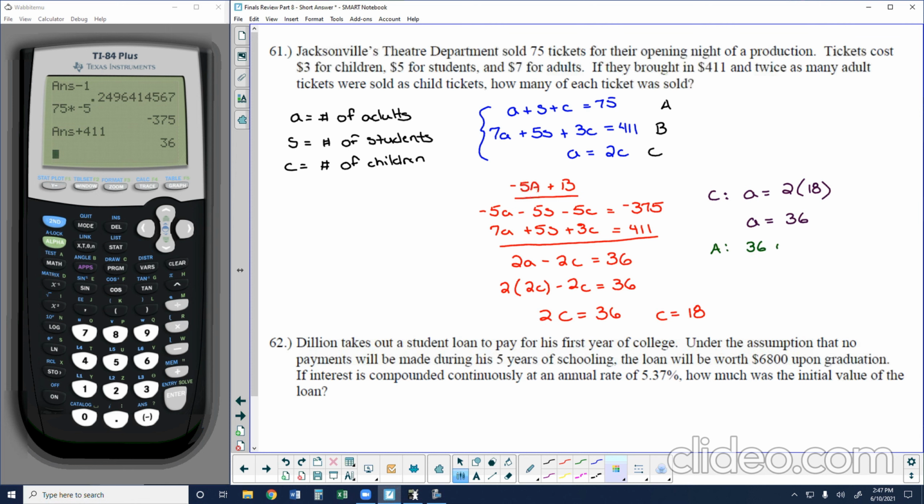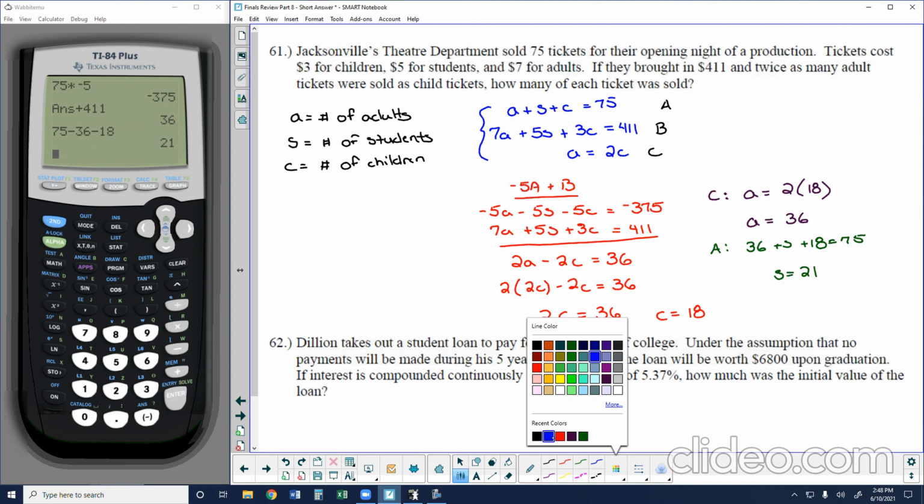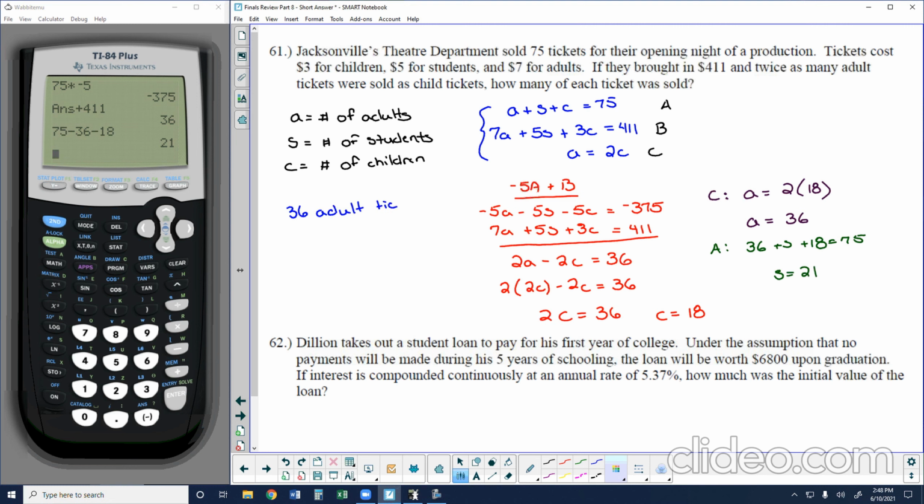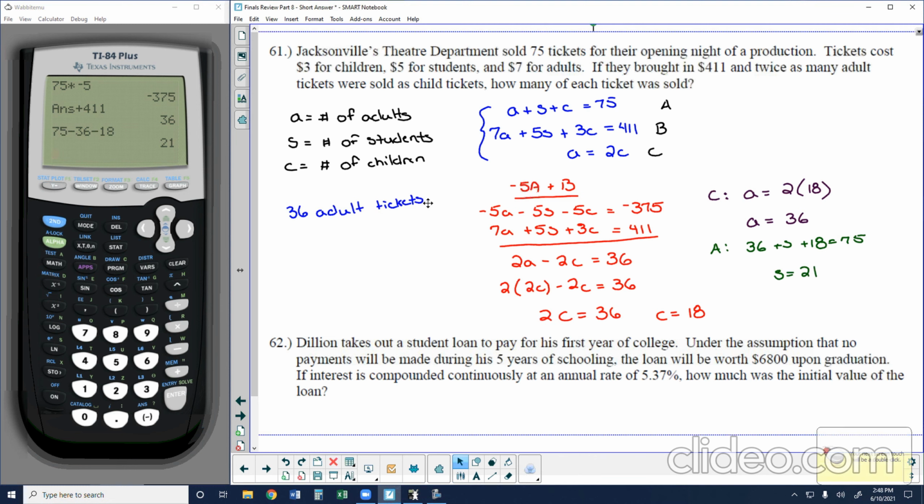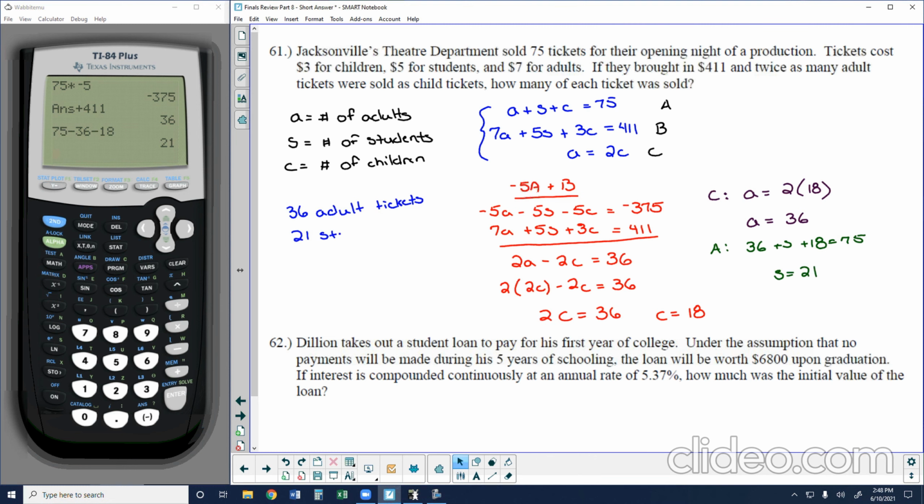So 36 plus S plus 18 equals 75. And so I would have 75 and I'd subtract 36 and then subtract 18 to get S by itself. So S would be 21. So what we have here for the final solution, we have 36 adult tickets, 21 student tickets, and 18 children tickets were sold.